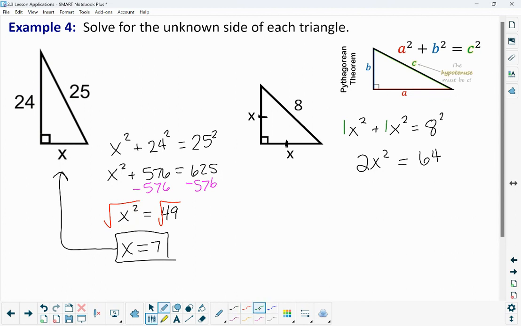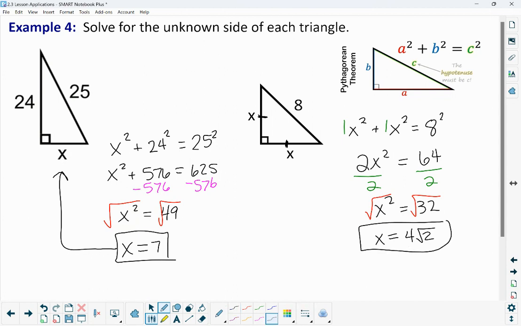Our next step is that we're going to divide by 2 so that we have the x squared by itself. And then our last step is that we're going to apply the square root to both sides. I'm not using a plus or minus symbol here because I'm looking for a positive side length. When we take the square root of 32, we can simplify that in our calculator, and it is 4 root 2. So on this second triangle, our side lengths are two legs that are the same length. They have a length of 4 root 2.